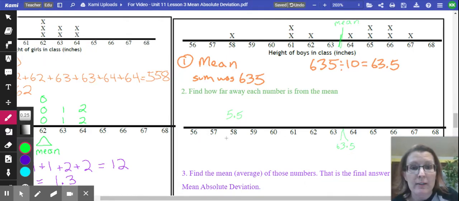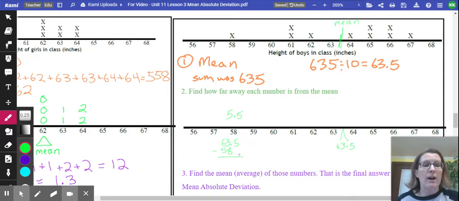Your other choice is you could just subtract every number from the mean. And if you get a negative, just get rid of it because we don't care about negatives. That's what the absolute part is. It's actually finding the absolute value from the mean. So it's trying to figure out how far away from the mean it is without worrying about negatives. And if we subtract, we will still get 5.5. And you do that for each number.